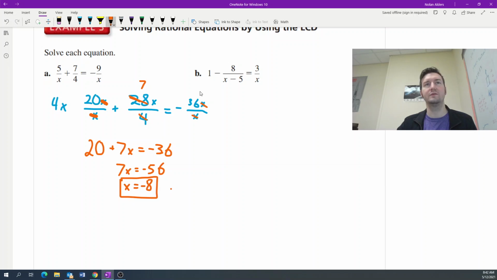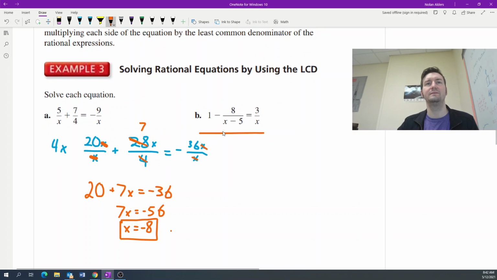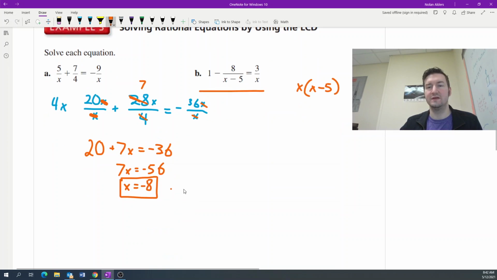All right, if you want to, you can work part B using the same method. So find your LCD. Looks like the denominator of this one's just a 1, so you don't have to worry about that. But you have x minus 5 and an x. So just helping you out real quick to get started on that, your LCD for that is going to be x times x minus 5. So multiply every single one of these terms, the 1, the 8 over x minus 5, and the 3 over x. Multiply all three of those terms by this LCD, and then it should be an easier problem to solve.